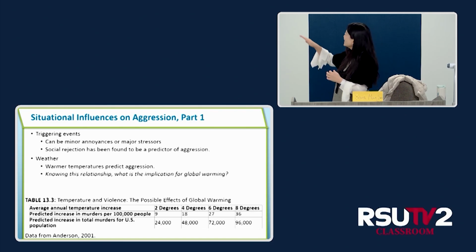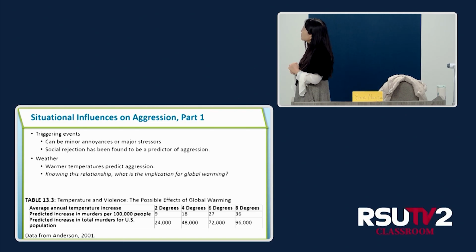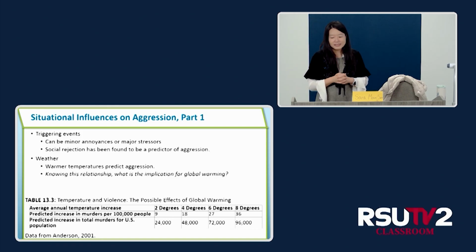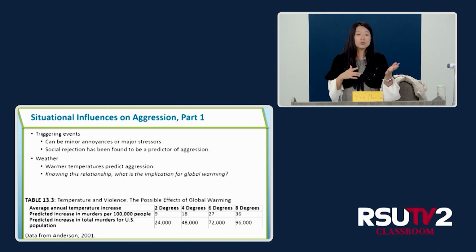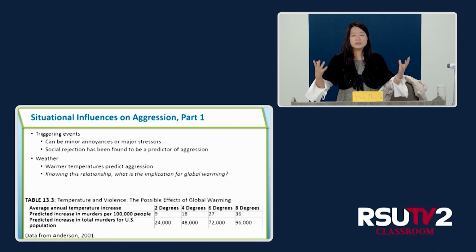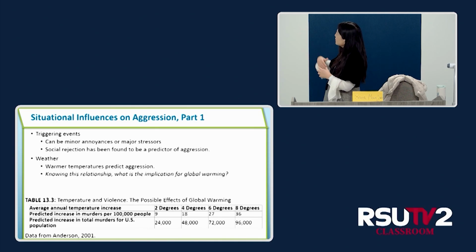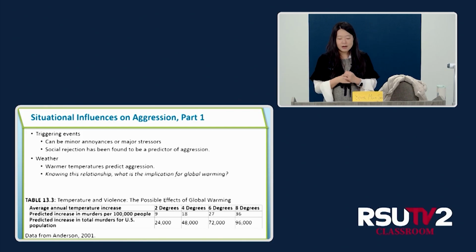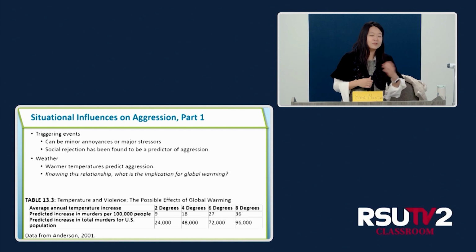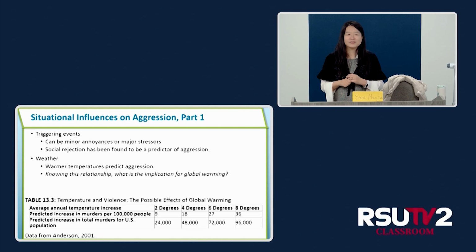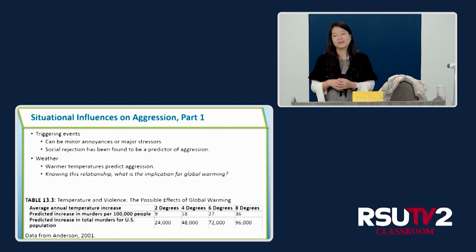But looking at this, it's interesting: temperature and violence. Since the effect of global warming, people say the earth is getting warmer and warmer, right? So I will ask you, where will more violence and aggression happen? Cold region versus hot region. Where would more aggression and violence happen?